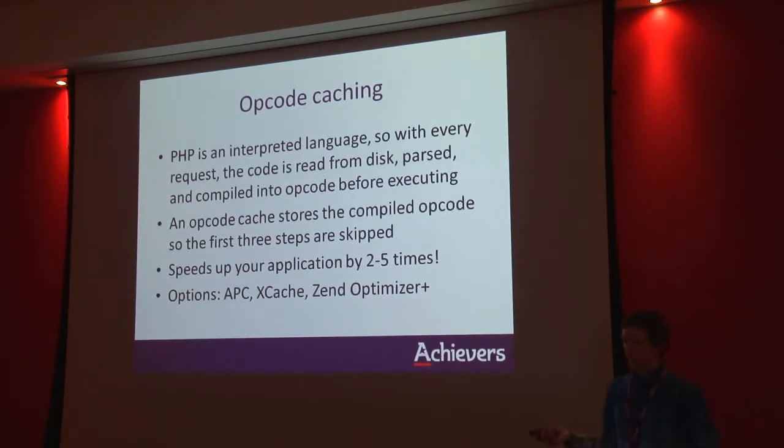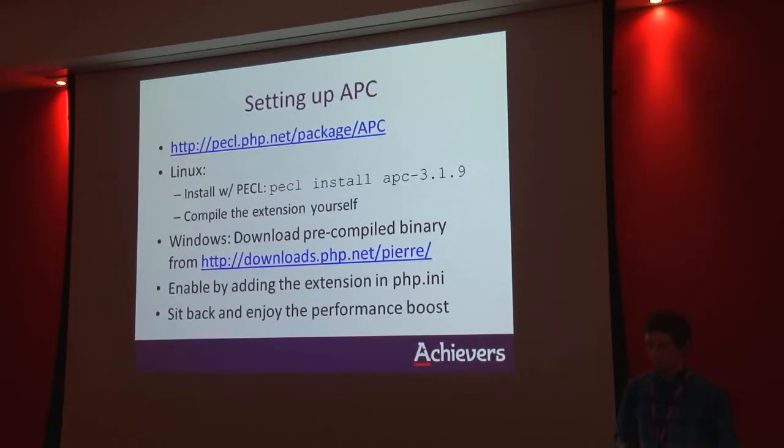We use APC, and it's slated to be included in PHP 6, bundled into the core. Setting up APC is pretty simple. You download and install the extension or compile it yourself, and basically turn it on and enjoy the performance boost. The only things you might want to think about when it comes to the options are how much shared memory size you're going to give it in megabytes, and whether it should check if the PHP file has been modified every request or not.